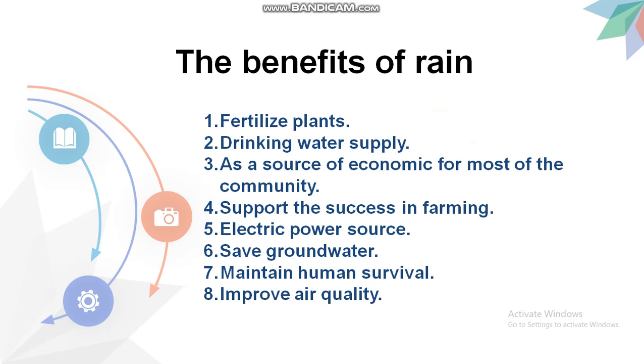Rain has many benefits, some of which are: 1. Fertilized plains, 2. Drinking water supply, 3. A source of economy for most of the community, 4. Support the success of farming, 5. Electric power source, 6. Save groundwater, 7. Maintain human survival, and 8. Improve air quality.